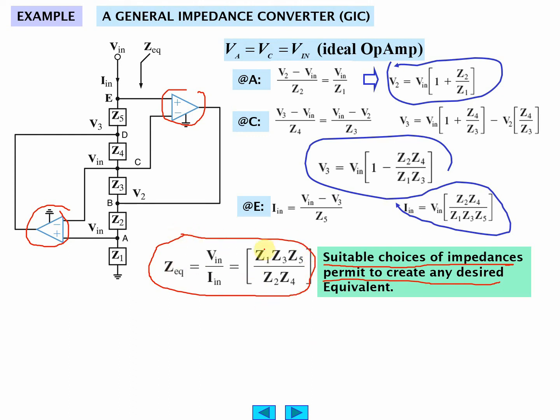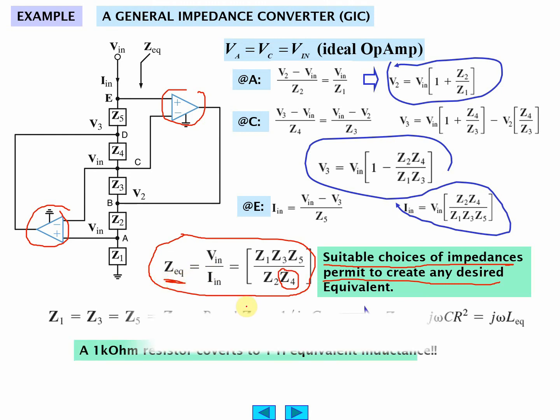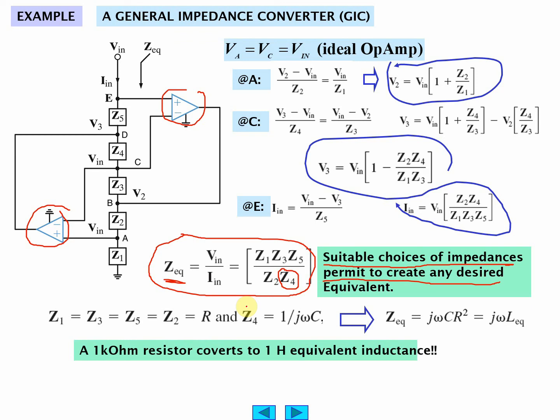For example, if you take Z4 to be a capacitor, it acts like an inductor. And Z1, Z2, Z3, and Z5 can be resistors. Then you have one component that's a capacitor, and it makes the equivalent look like an inductor. That's kind of cool. So inductors are big, lots of copper wire, magnets, and all that stuff. This way, you can use, say, less expensive components to get to the inductance you want.